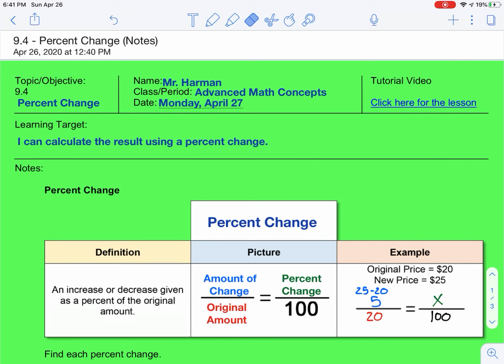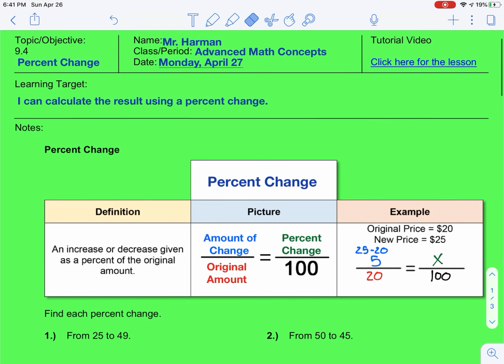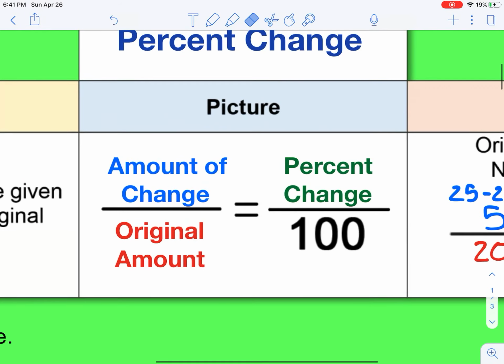All right, 9.4 is on percent change, and our learning target is I can calculate the result using a percent change. Percent change is the increase or decrease of a percent when you compare it to the original amount. So we're going to be setting up and solving proportions again. Now our proportion this time is a little different.